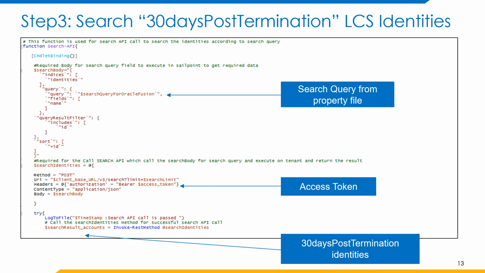Once this API is executed, all identities are stored in the search result accounts variable. Those identities we can pass one by one to the delete API for the deletions, as you can see in the slide. Let us see the delete API in the next slide.